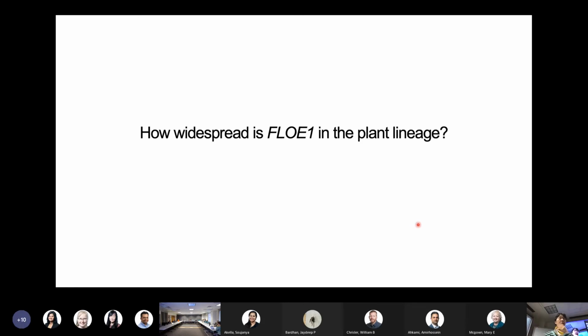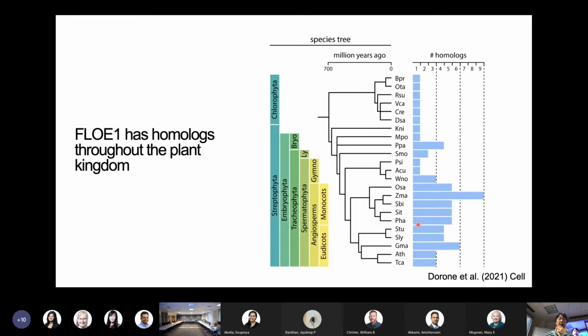Now, how widespread is this protein in the plant lineage? It's found in all green plants, including chlorophyta, green algae. Different numbers of homologs are shown here on this graph. In the algae, there's only one copy. In flowering plants, there's multiple copies.